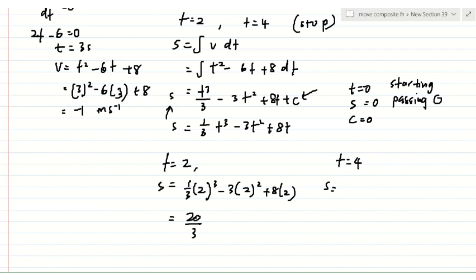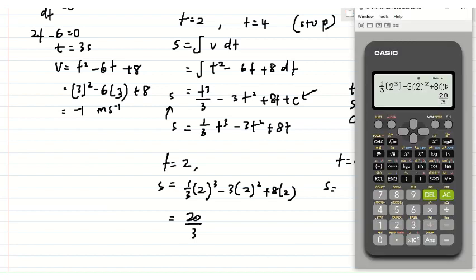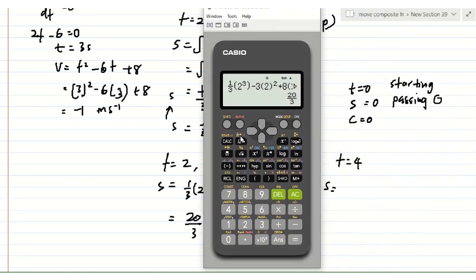And then for the value of s when t equal to 4, we use the same function, just change the value of t. So here it is 4, here it's also 4, and then 8 multiply 4. The answer is 16 over 3.